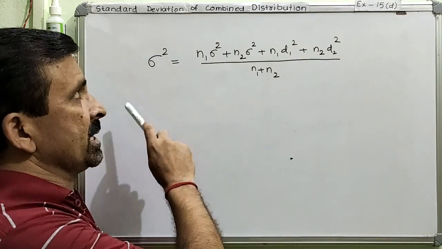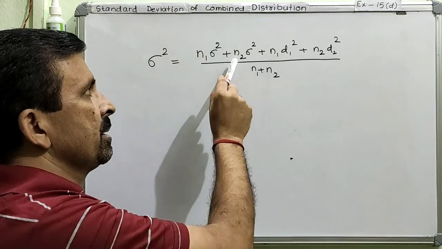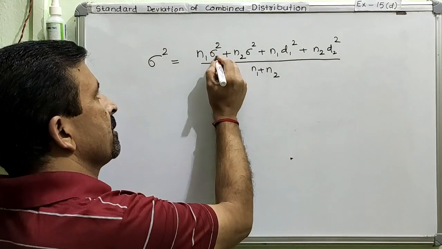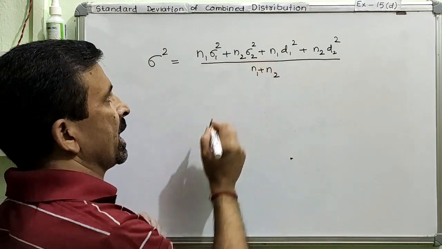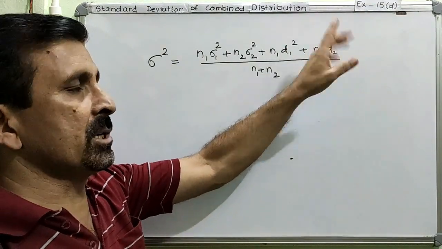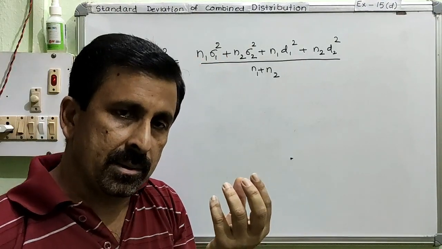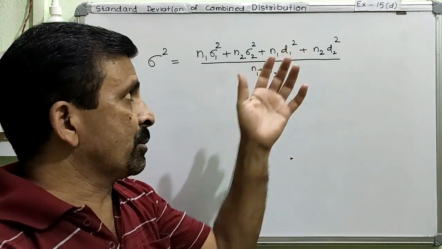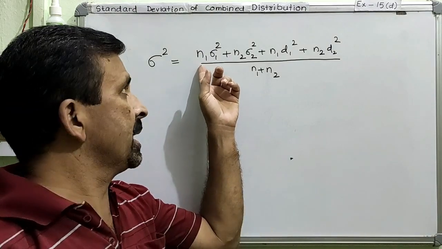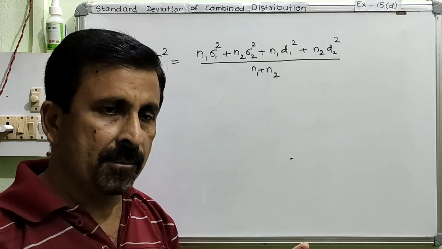Now let us try to understand the formula. The formula for calculating the standard deviation will be sigma square is equal to n1 sigma 1 square plus n2 sigma 2 square, plus n1 d1 square plus n2 d2 square, all divided by n1 plus n2. N1 is the number of data in the first set. We will have two sets of data, right? So this is for the first set of data, the total number of elements. Clear? N2 is the total number of elements in the second set of data. So N1 and N2 is very clear.